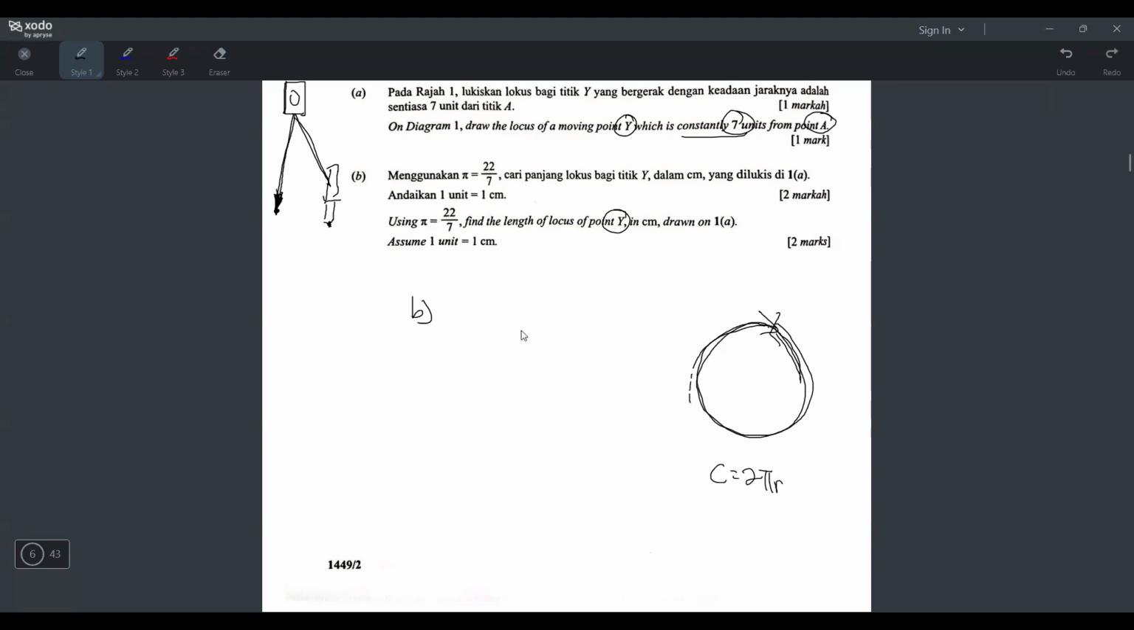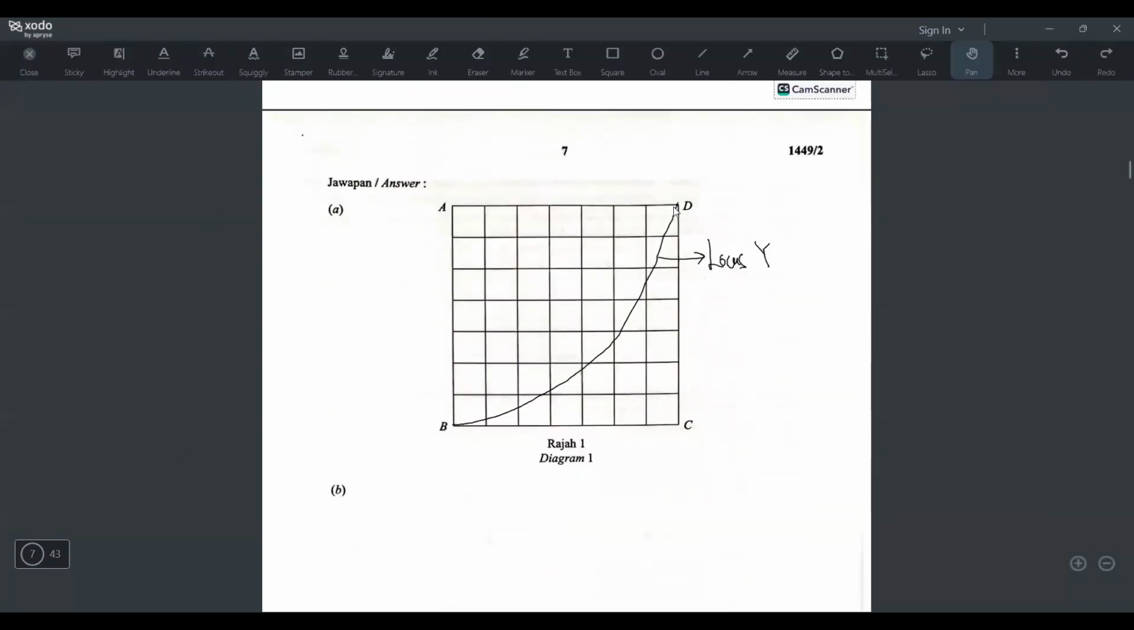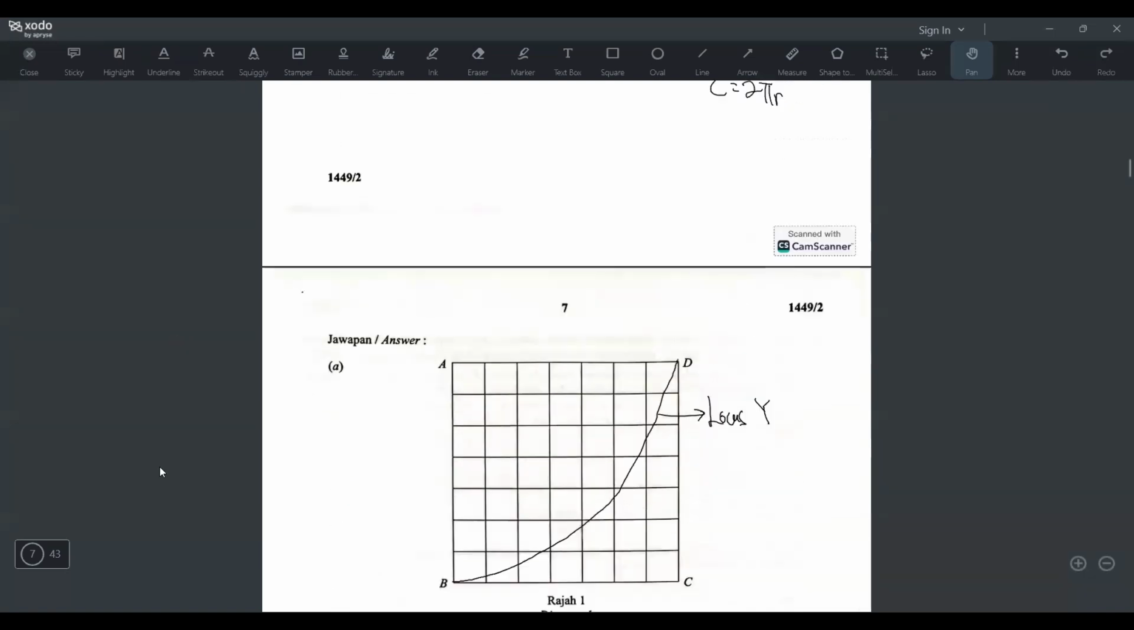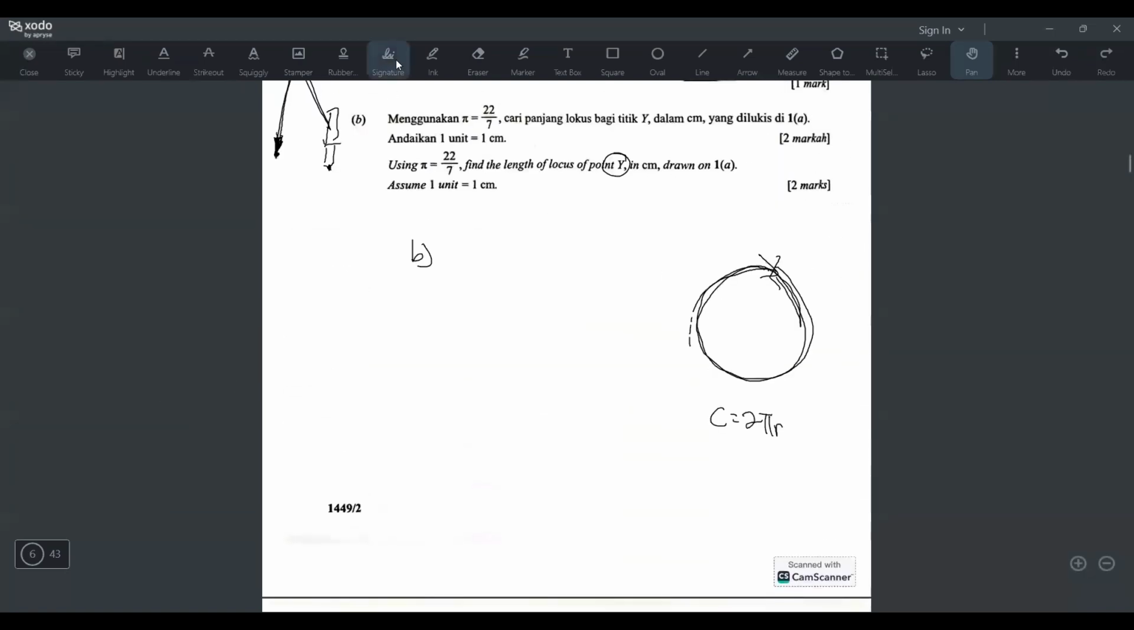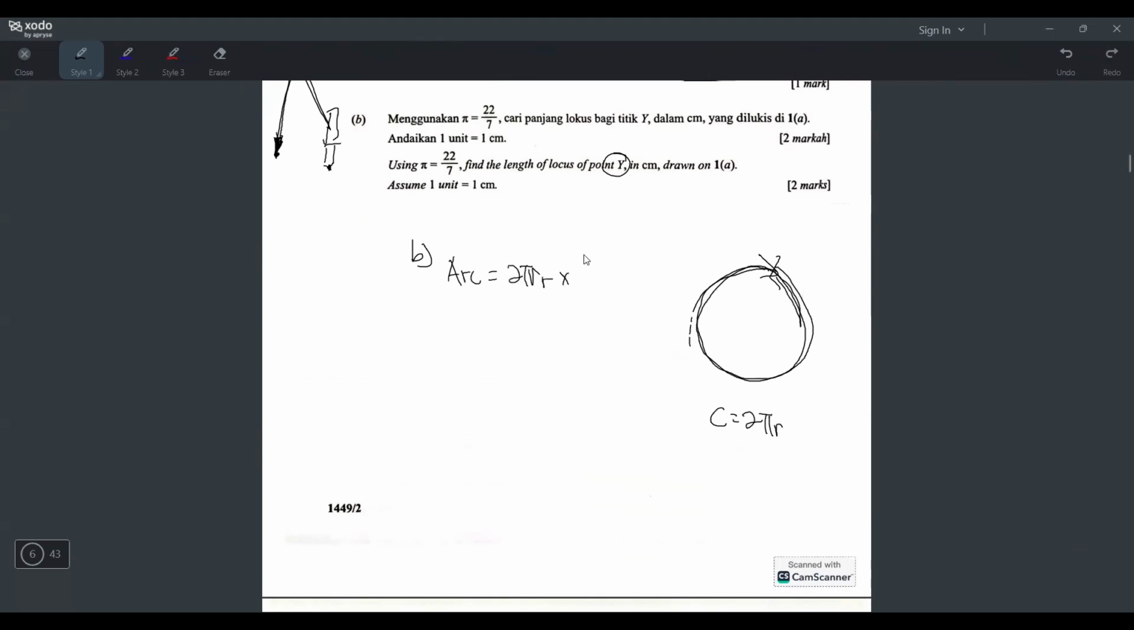But since you don't want the whole circle, right? You only want like part of the circumference, right? Sebahagian daripada lilitan. So you will use the arc formula, and the arc formula is also 2 pi r, but you have to times with the angle over 360, right? It means you need two information lah. You need radius and angle, then baru you boleh masuk formula ni.